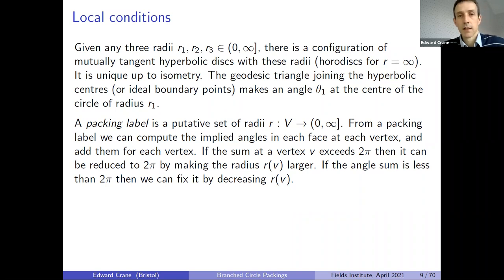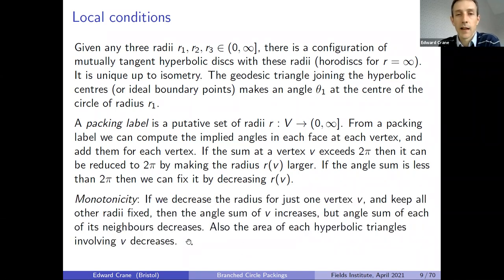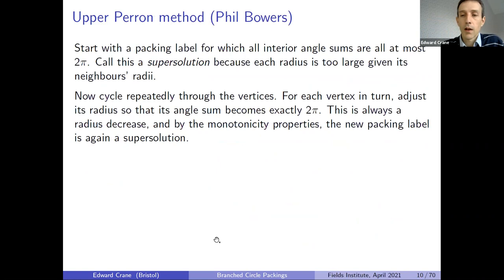Then you can add them up for each vertex. And so some vertices may have a sum that's too big, exceeding 2π, and some may be too small. If you have a vertex whose angle sum in your putative label exceeds 2π, then you can reduce it to 2π simply by making the radius larger. On the other hand, if the angle sum is less than 2π, then you can fix it up by decreasing the radius. Of course, when you do that, you affect the angles at the adjacent vertices. And there's a monotonicity lemma that tells you that when you decrease the radius for one vertex and you keep the neighbors of fixed radius, then although the angle sum at the vertex whose radius you decreased will increase, the angle sum at each of the neighbors decreases. And it's also important that the area of all the hyperbolic triangles incident on that vertex will decrease when you decrease the radius. And that lemma drives everything.